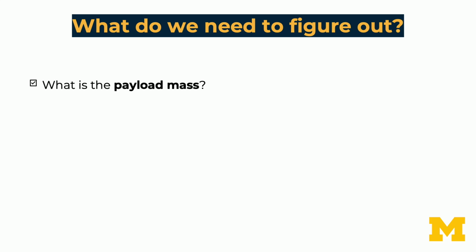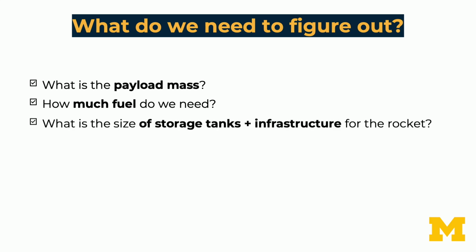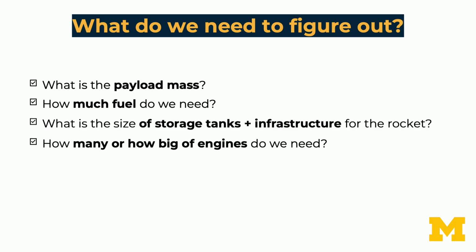Well, the first thing that we need to figure out is the size of what's called the payload mass. And the payload mass is like the satellite. We need to figure out how much fuel we need to actually get into orbit. And then obviously, you need some sort of a container to actually hold all that fuel, and you need engines to use that fuel. And so the last two things are actually quite difficult to figure out.